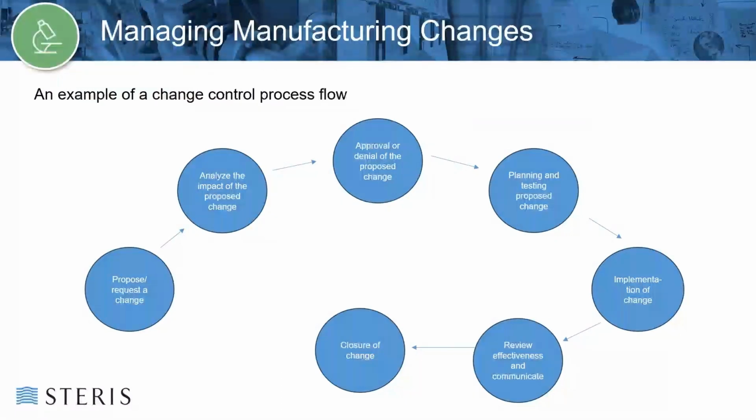Here we have an example of a change control process flow, which is likely similar to your organization's change control process. Starting with a proposal or requested change, there is an analysis of the impact. Required stakeholders must approve or deny the request for change. If approved, planning and potential testing of the proposed change is performed prior to implementation. Once the change is implemented, there may be a review of effectiveness and a communication of the change before the change control is approved for closure. The ability of manufacturers to understand the impact of the change, verify through testing, and monitor effectiveness of a change is crucial to patient safety.